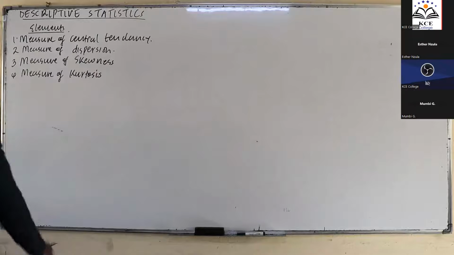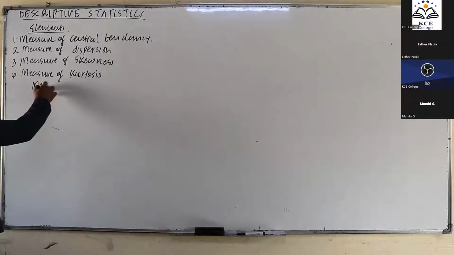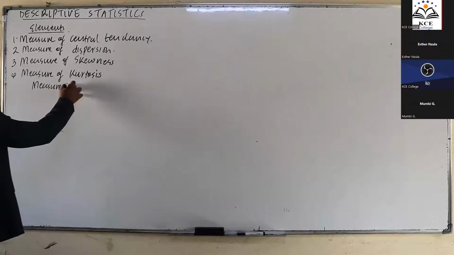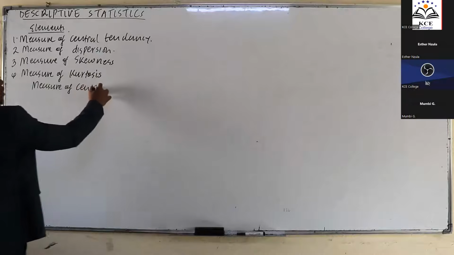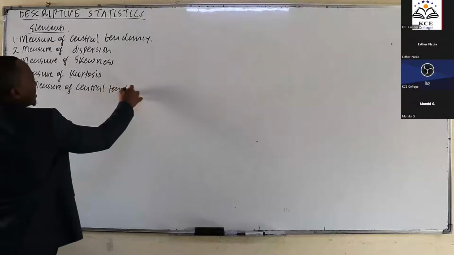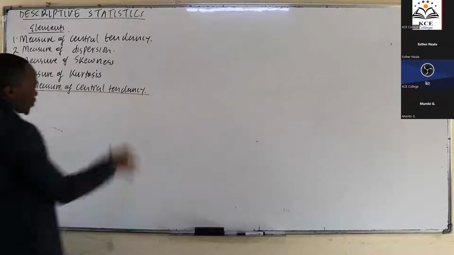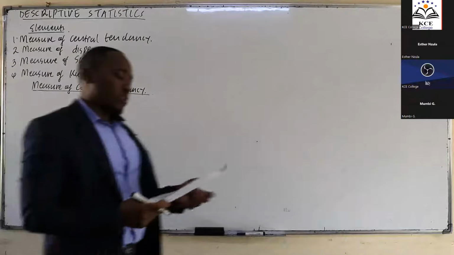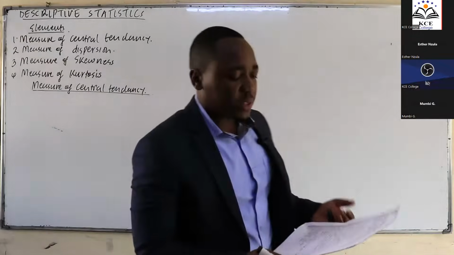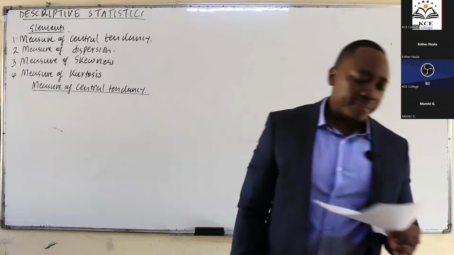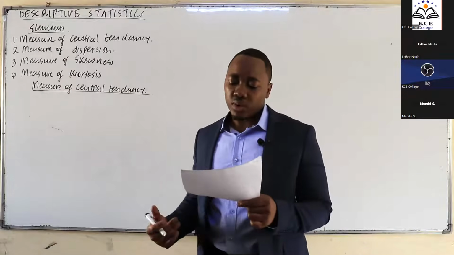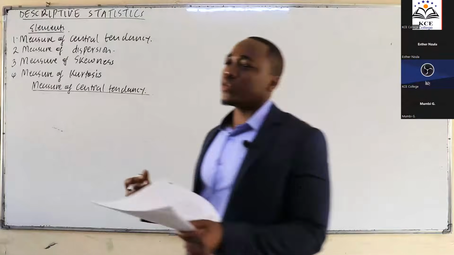Now let's start with the first one, which is the measure of central tendency. In this case, we are not copying it. You already have the notes. We just study and discuss what we have. What do we mean by measure of central tendency? These are the values computed to show the center of a particular set of data.